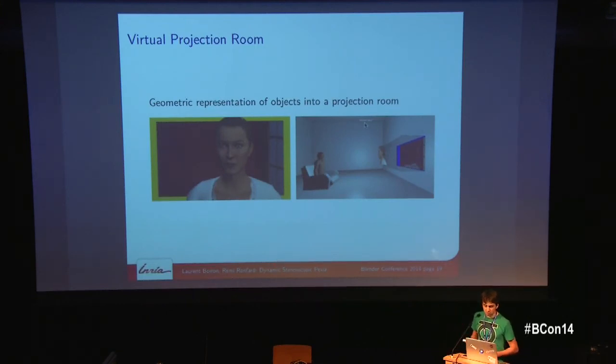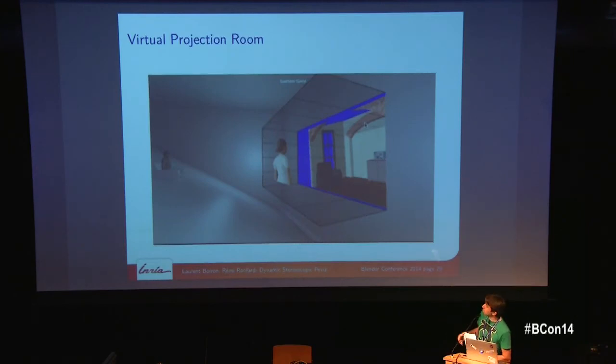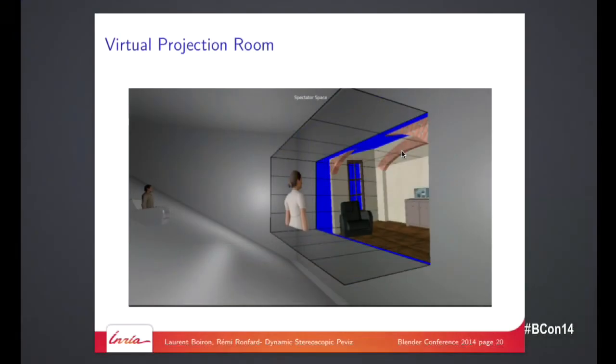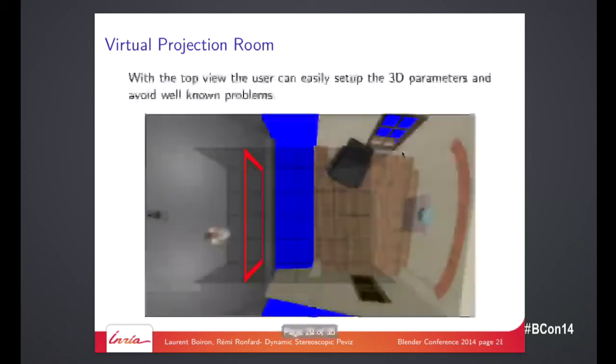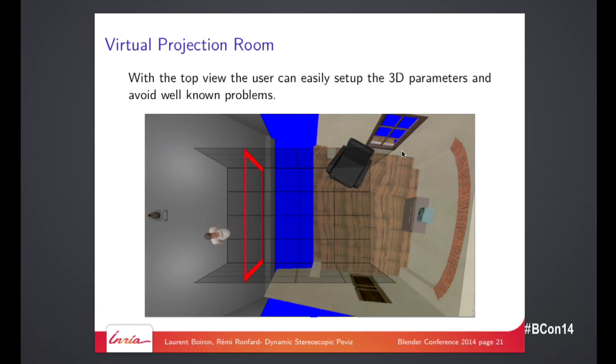As you can see, it's a geometric representation of objects in a projection room. Of course, this room is customizable, so you can choose to have a bigger projection room with a larger screen, just like this, that looks like a cinema room. And we can have in this virtual projection room a top view of the room. Here we can see that we have a good idea of where the objects are in the 3D image and how round they are. So it's really useful to avoid 3D stereoscopic problems.